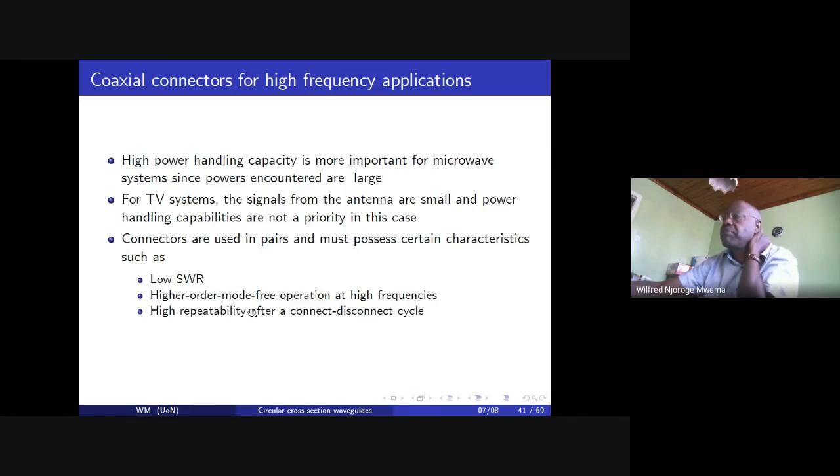And high repeatability, because the connector will be connected and disconnected as we connect the equipment onto the measurement equipment or into the system. We must be able to ensure that the characteristic of that connector, when it has been connected to the system, is the same every time we go through that process. The mechanical strength must be high because they are handled all the time.